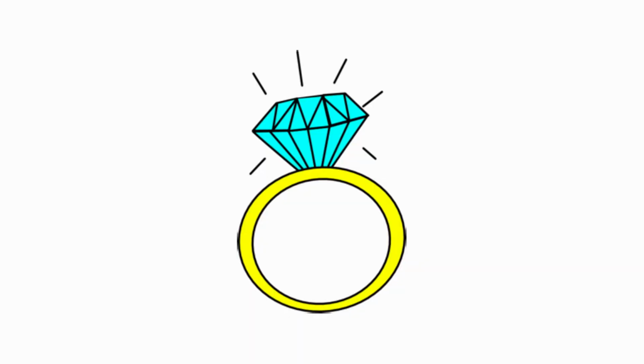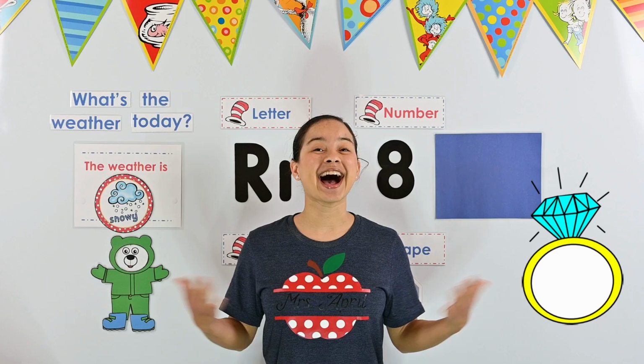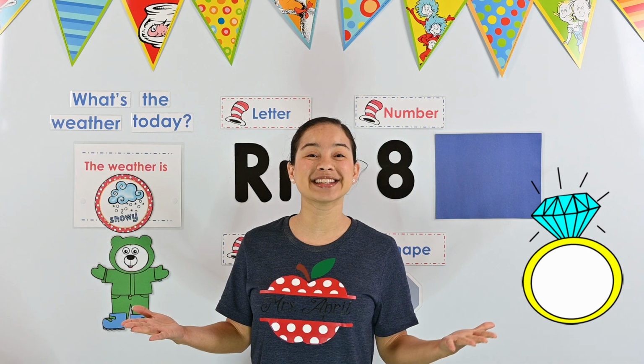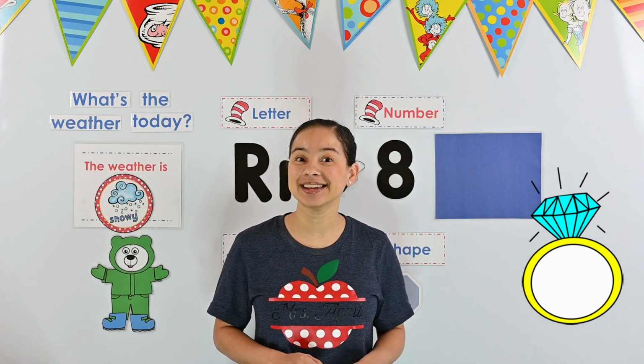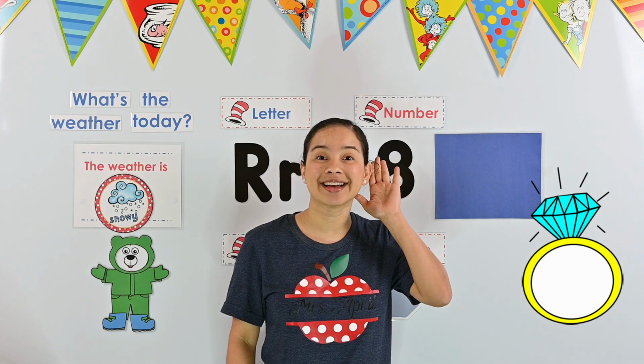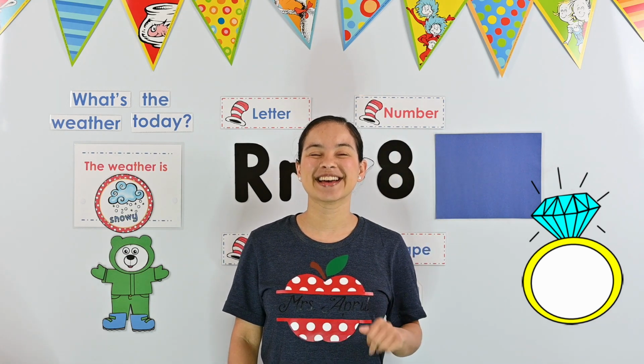Okay, let's look at one more picture. Ooh, what do you see? It's a ring. I know that ring starts with the letter R because I hear the R sound at the beginning. Listen, ring. Did you hear it?